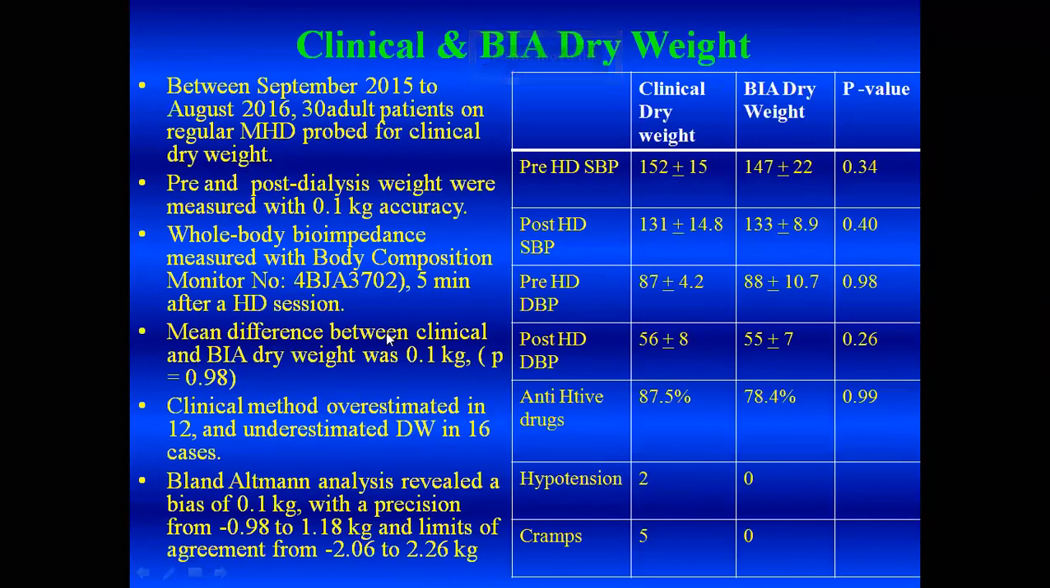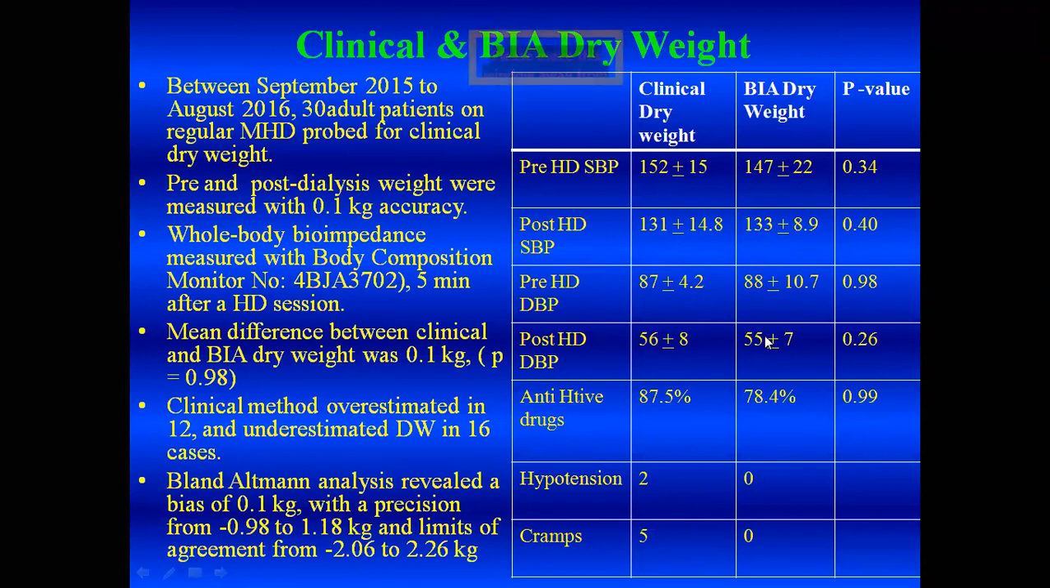So we did a small study in which we compared the bioimpedance. This was one of our students' theses about 3 years ago, in which we compared the bioimpedance method with the clinical dry weight. Both were measured to within 0.1 kilogram accuracy. And what we found was that the pre-dialytic systolic blood pressure at the bioimpedance dry weight was slightly lower, though not statistically so, as compared to at the clinical dry weight. The post-dialysis blood pressures were not different at all.